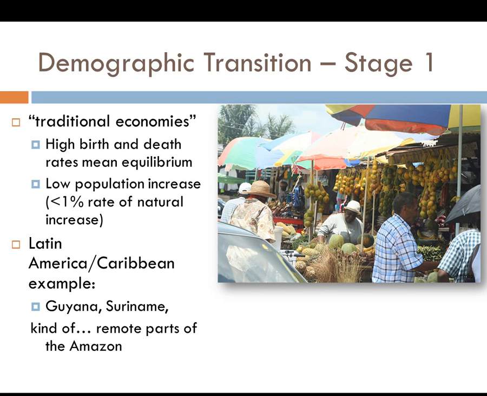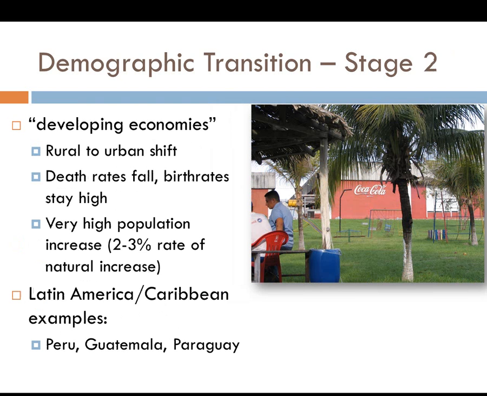There aren't really any countries in the world that could be strictly termed stage 1 countries anymore, but there are parts of countries which might be. So in Latin America, the closest you can get are maybe Guyana and Suriname due to their poorly developed economies and low population increase rates. Remote parts of the Amazon are probably truly stage 1, places where there's not much linkage to the outside broader world. In stage 2, things change somewhat.